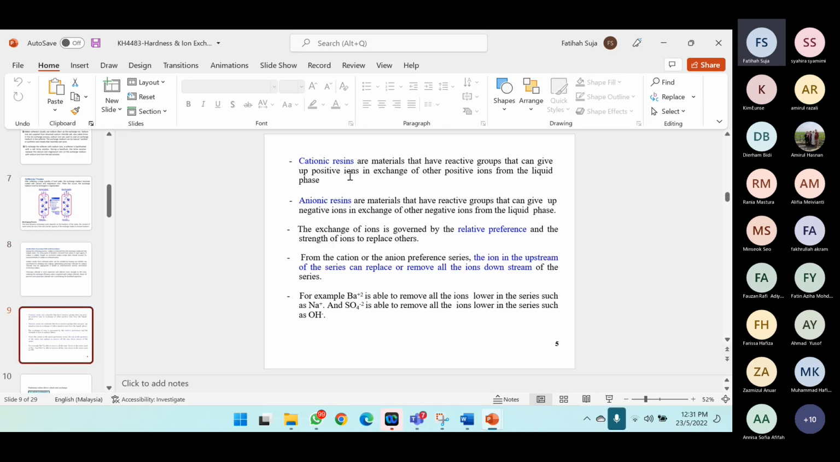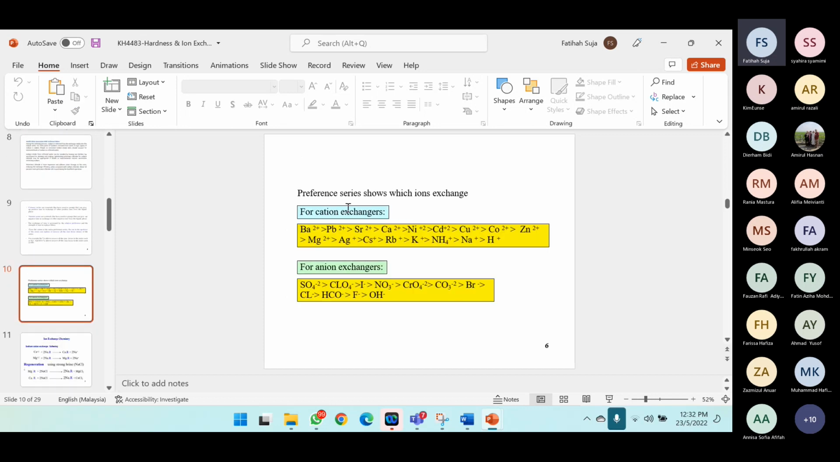Okay. So cationic resins are materials that have reactive groups that can give up positive ions in exchange for other positive ions from the liquid phase. Anionic resins are materials that have reactive groups that can give up negative ions in exchange for other negative ions from the liquid phase. So the exchange of ions is governed by the relative preference and the strength of ions to replace others. Yeah? So you will see here the preference ratios for ion exchange.